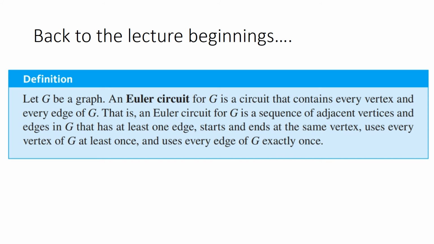That is, an Euler circuit for G is a sequence of adjacent vertices and edges in G that has at least one edge, starts and ends at the same vertex, and uses every vertex at least once, and uses every edge of G exactly once. That's called an Euler circuit.